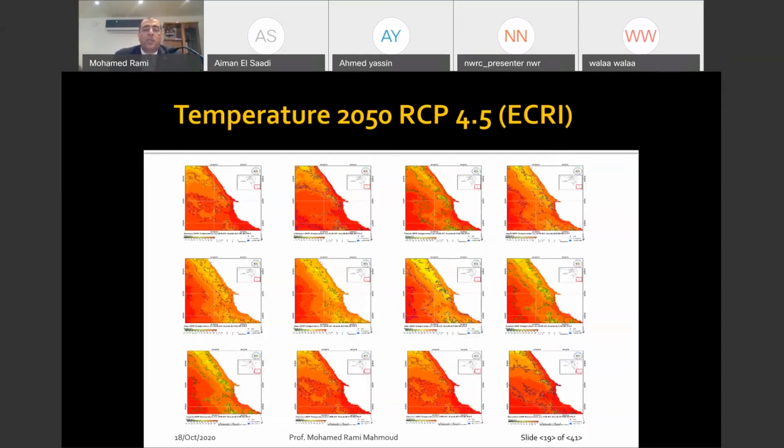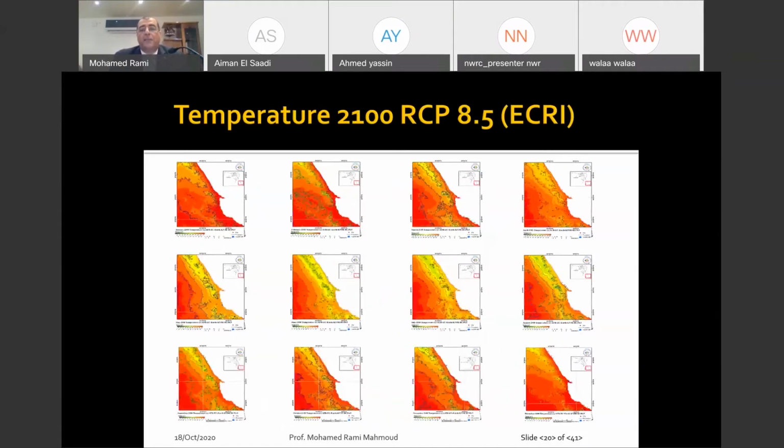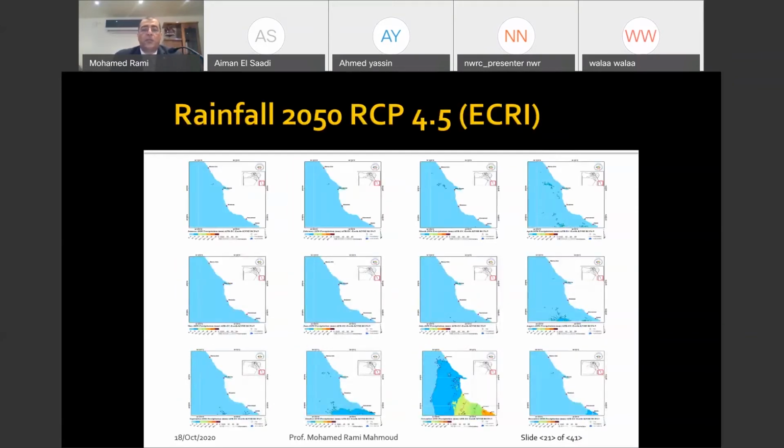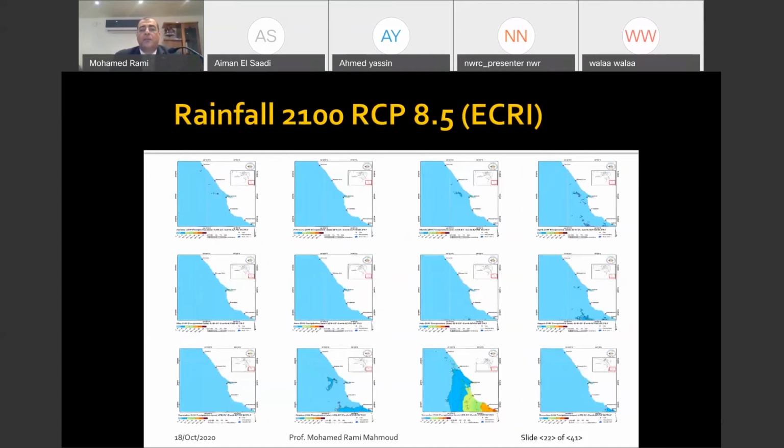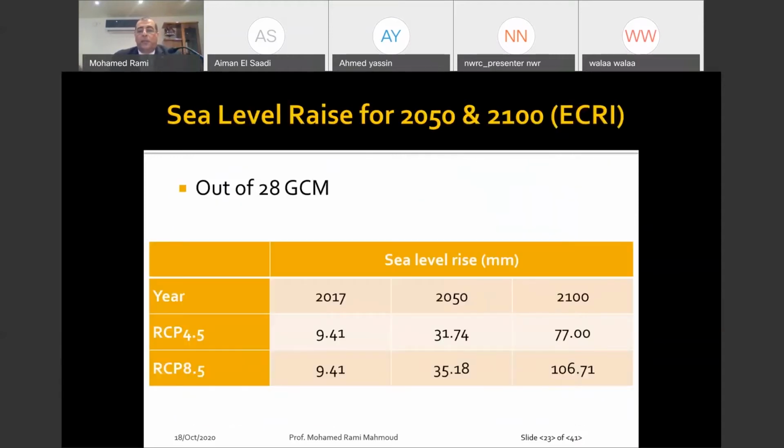The projection for temperature for 2050 using RCP scenario 4.5, and for 2100 for 8.5. And here is the rainfall for 2050 RCP 4.5 and 2100 for 8.5. All this data is going to be put in the database, so it can be a tool later for determining the shoreline, the setback line, out of the 28 global circulation models.